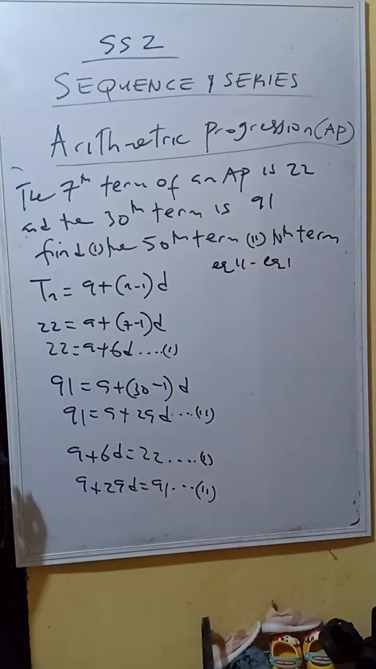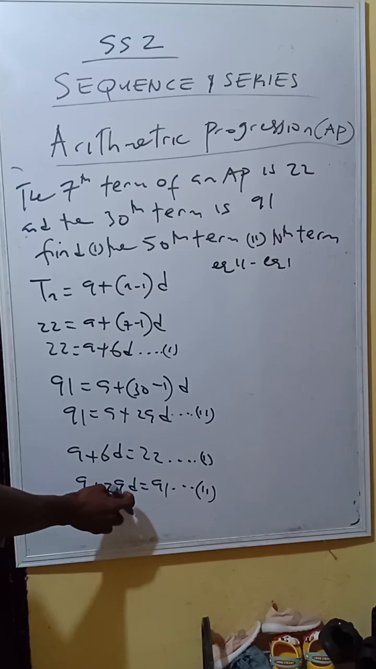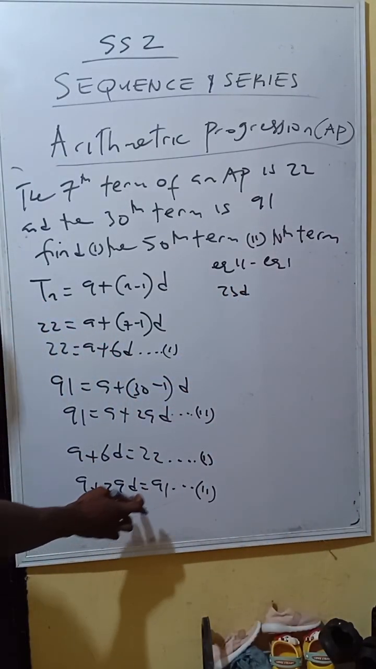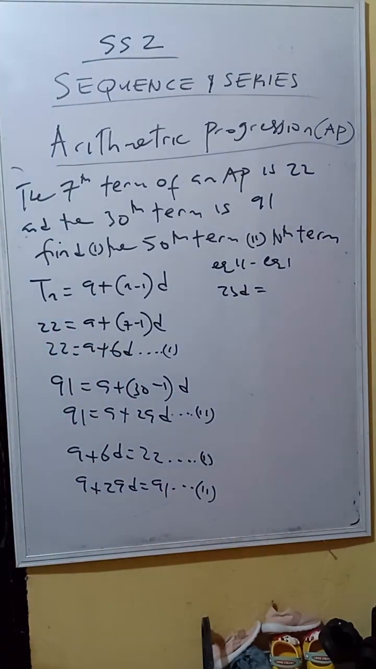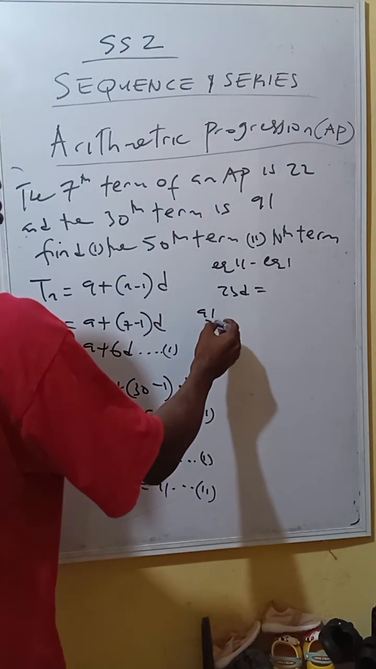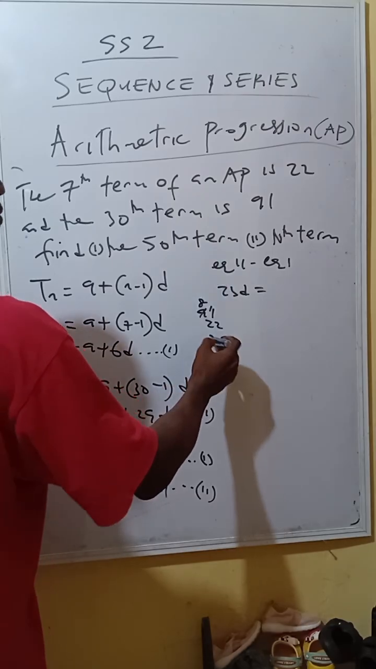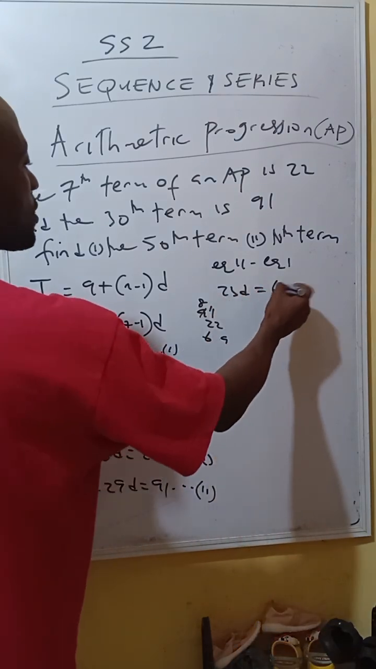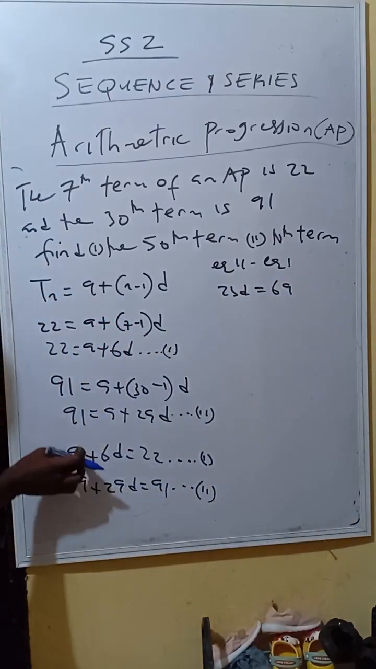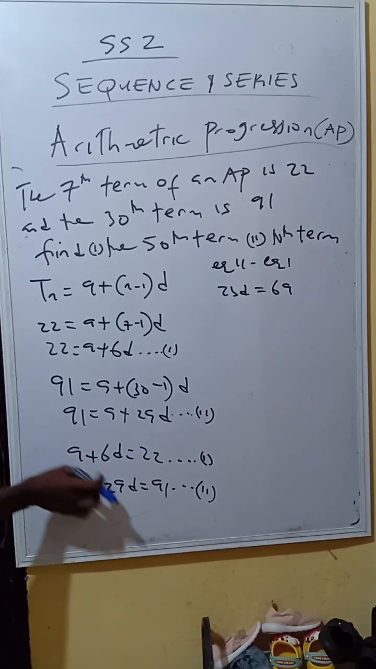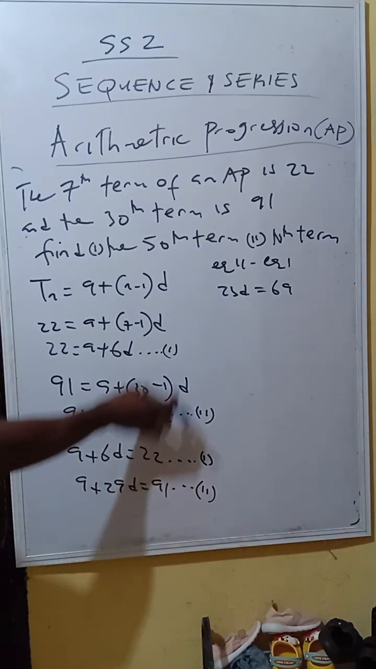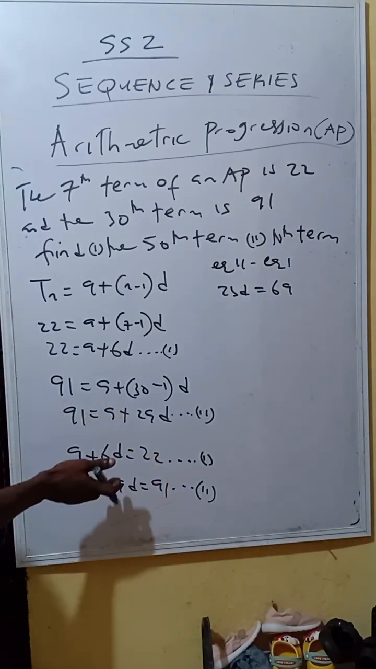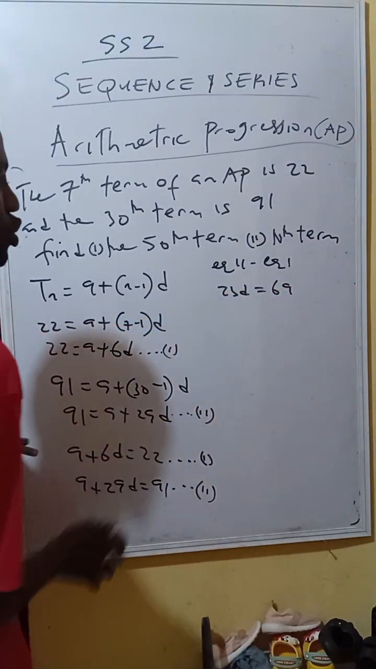If we subtract 1 from 2, A minus A will give you 0. 29D minus 6D will give you 23D. 91 minus 22. What's 91 minus 22? That's 69. So what I've done is to subtract each, A minus A, 29D minus 6D, 91 minus 22, because I wanted to eliminate A. I knew that A minus A will give me 0. So when I subtracted equation 1 from equation 2, I got this as the new equation.